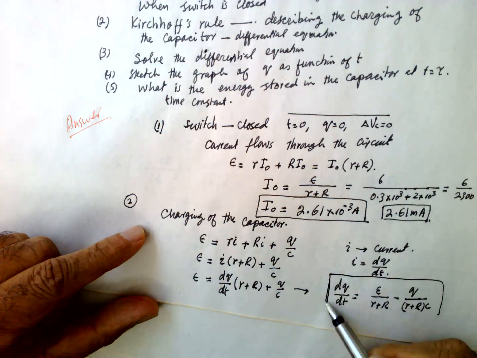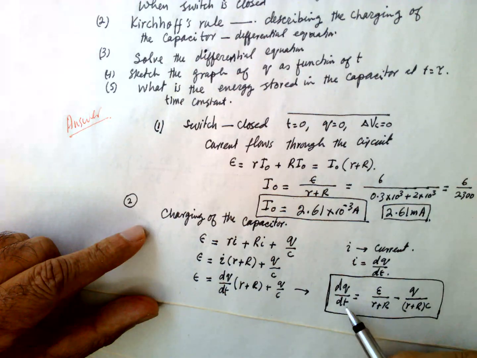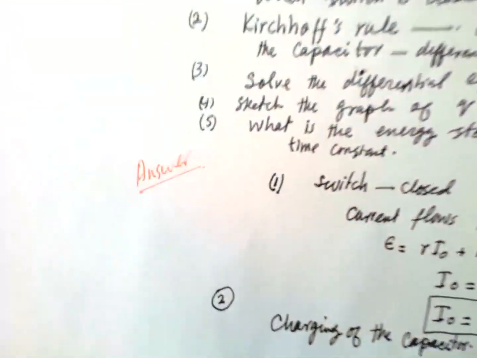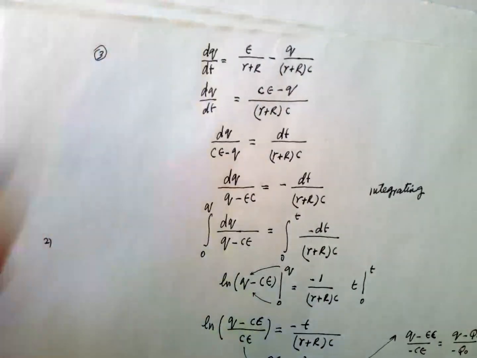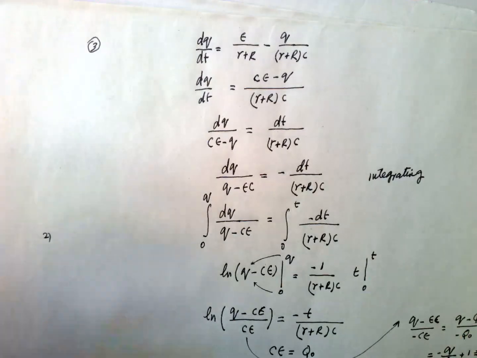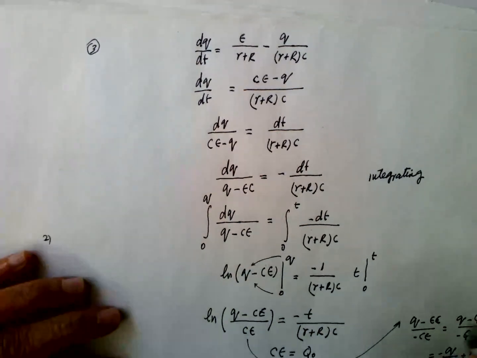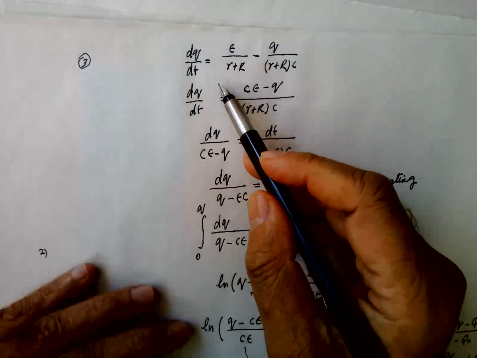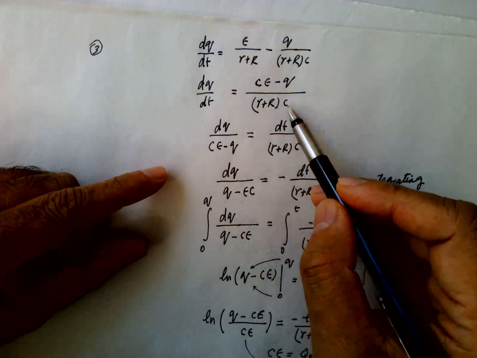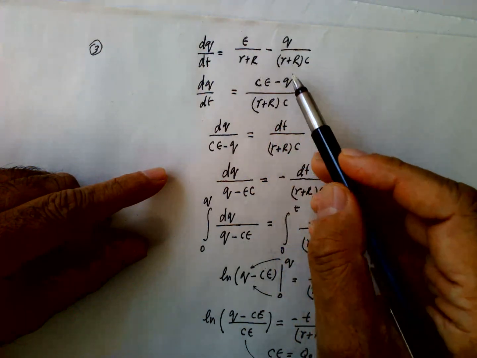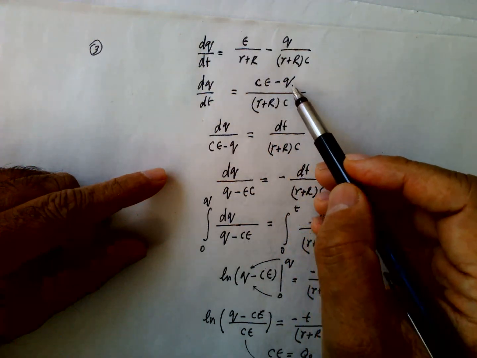This is question number 2. The differential equation is dQ by dt equal to EMF over r plus R minus Q over r plus R into C. So this is the differential equation. Then we have to solve this equation. Taking the LCM, dQ by dt equals C EMF minus Q over r plus R into C.